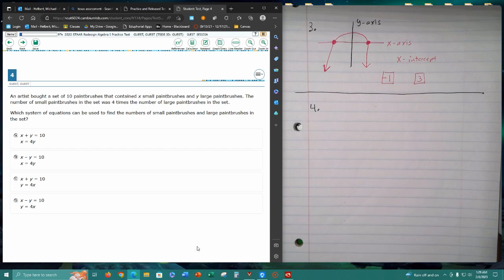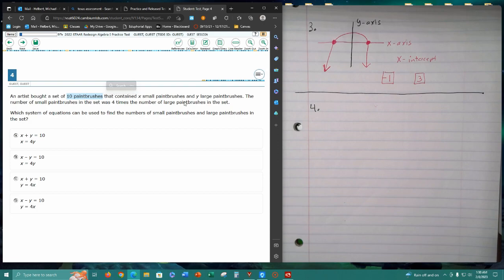Okay, on this problem, notice question number 4. It says, an artist bought a set of 10 paintbrushes. Now, I know normally on the paper my rule was that you underline keywords and you box all numbers, variables, and equations.